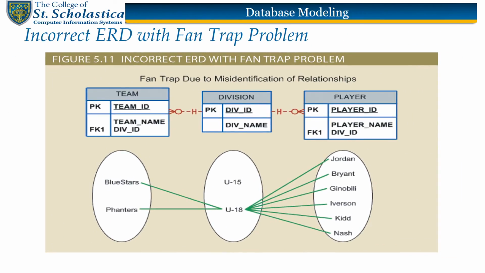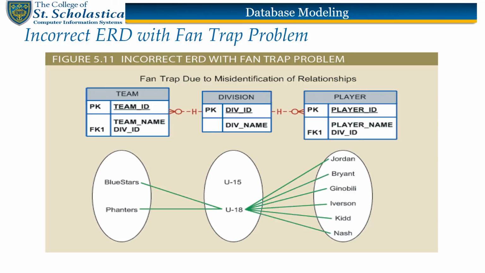For example, assume that the JCB Basketball League has many divisions. Each division has many players, and each division has many teams. Given those "incomplete" business rules, we might create an ERD like the one here in Figure 5.11. The division is in a one-to-many relationship with team, and in a one-to-many relationship with player. Although that representation is semantically correct, the relationships are not properly identified. For example, there is no way to identify which players belong to which team.